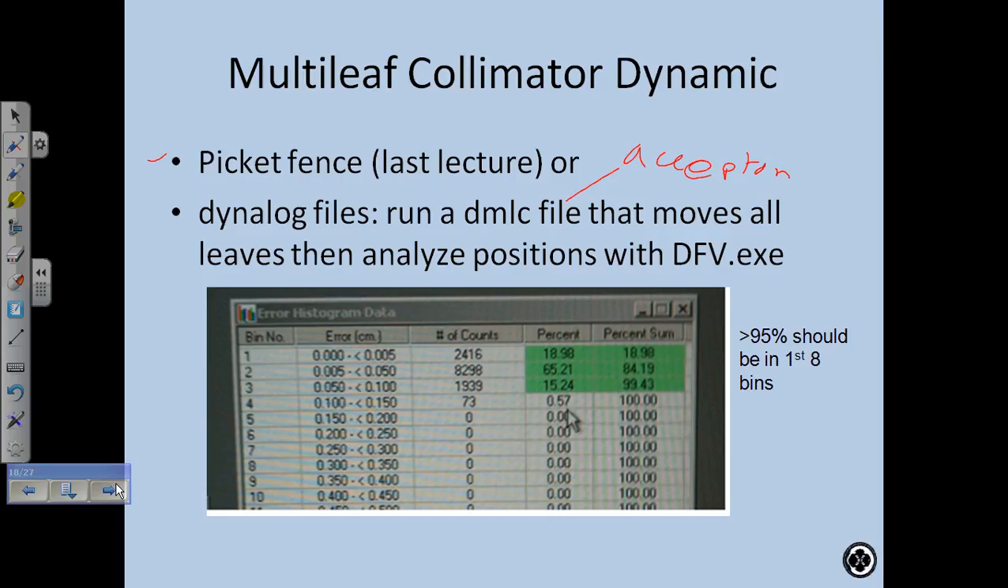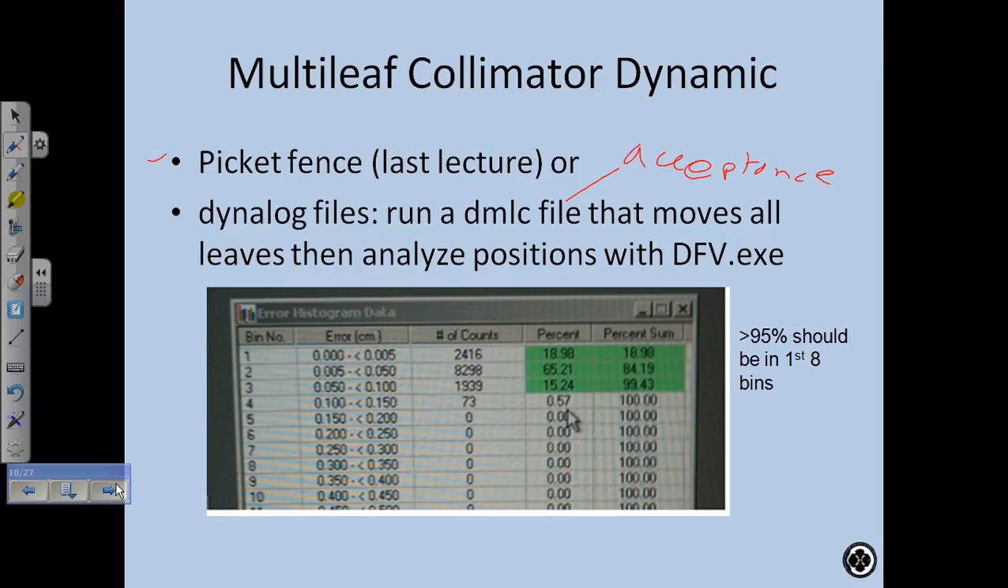So this is what we do during acceptance, is this test right here. We use a pattern that we bring up with the MLC Workstation, and it's a dynamically moving MLC pattern. And the way it works is it moves both banks of leaves, all of them together. So it stops at a certain point, and then moves them, and then stops, moves them, and stops. And as it's doing that, it's logging the positions of the leaves. So it knows where it's supposed to go, and then it records where it actually goes.